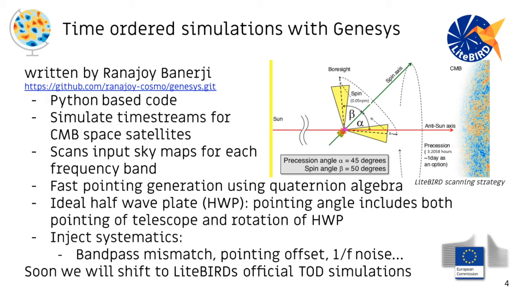So I give it a set of simulated sky maps created with PySM, and it scans these maps based on the scanning strategy that you can see in this figure. And then it generates the time-ordered data based on that. I'm using an ideal half-wave plate in these simulations. That is, I don't just have one pointing angle, one where the telescope is pointing, combined with the rotation of the half-wave plate. It's also possible to inject systematics with Genesis. And the one I include is correlated noise, that is 1/f noise, and see how that works with Commander.